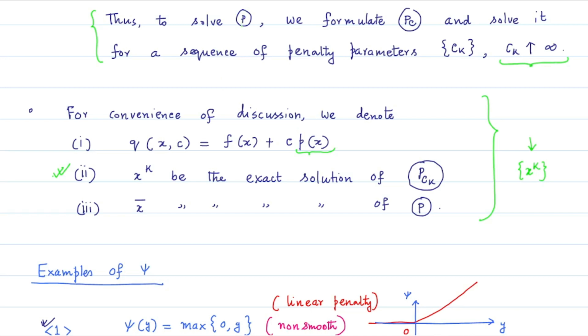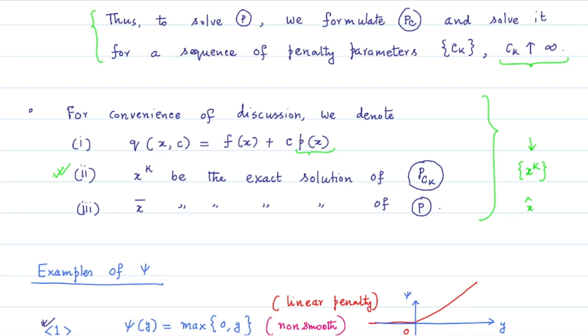The question is whether this sequence xk is going to converge to a solution of the original problem P or not. Neatly put, we consider a sequence of real numbers ck that is increasing in nature and diverges to positive infinity. Accordingly, you generate this sequence xk. The question is, if x hat is a limit point of the sequence xk, whether this x hat is going to solve the problem capital P or not.